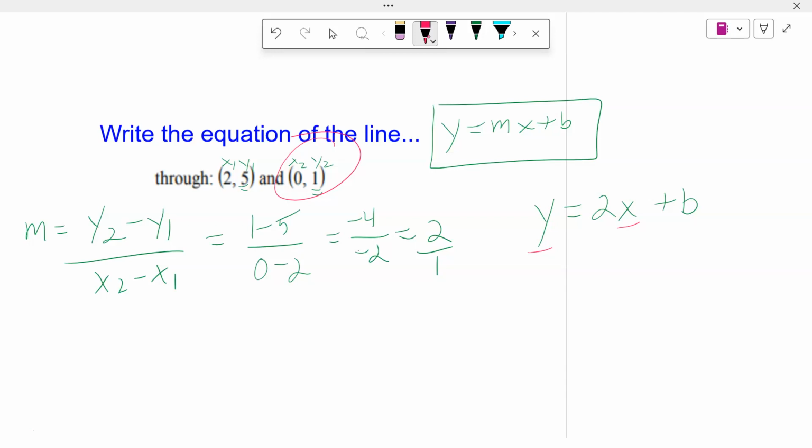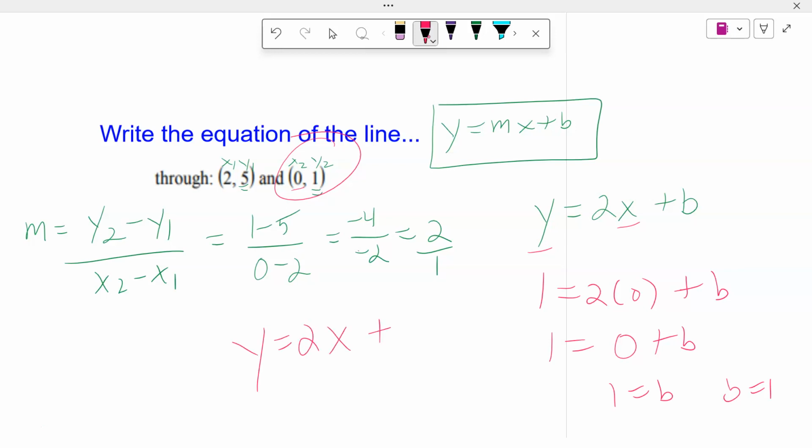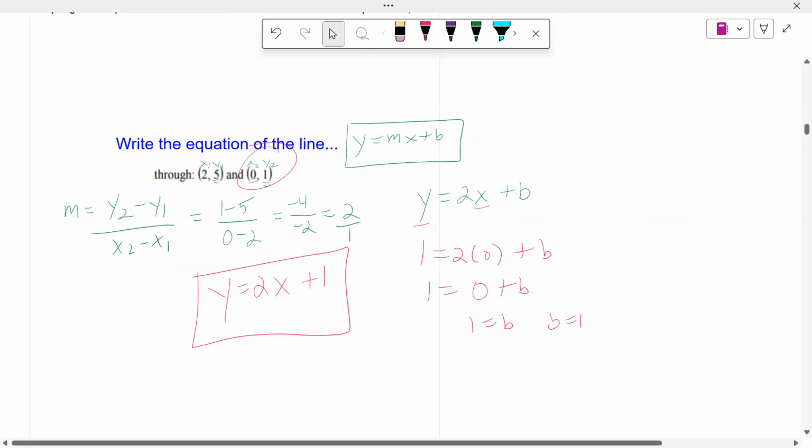So for x, I'm going to substitute in 0. And for y, I'm going to substitute in 1. So we get 1 equals 2 times 0 plus b. And b is what we're looking for, so we're going to try and get b by itself. So 1 equals, well, 2 times 0 is just 0, plus b, which means 1 equals b, or long story short, b is 1. So we're happy. We know our equation should be y equals 2x plus 1. Boom. So that's how you find the equation of the line given 2 random points.